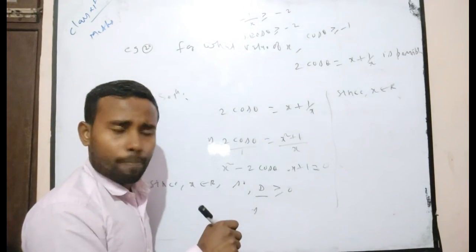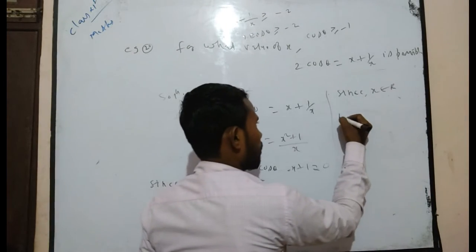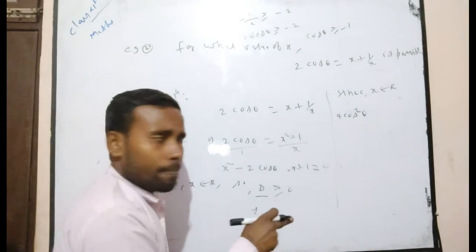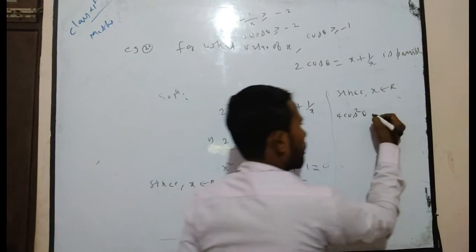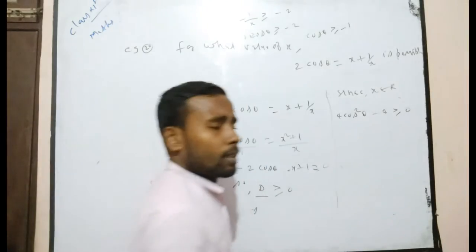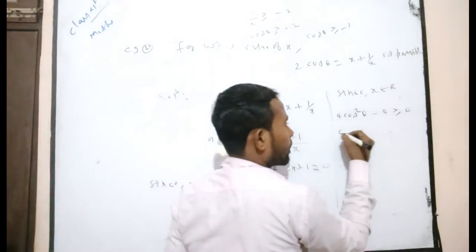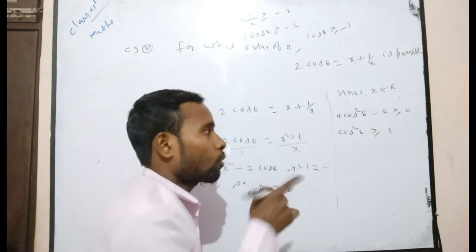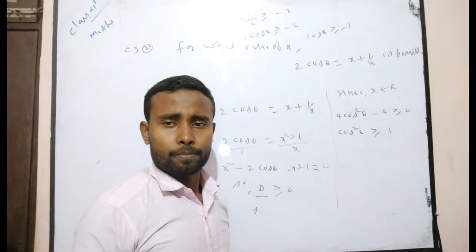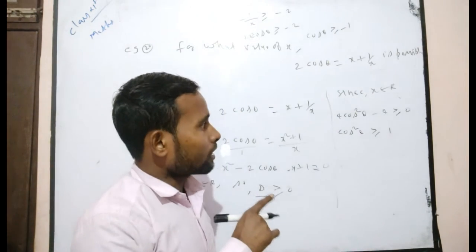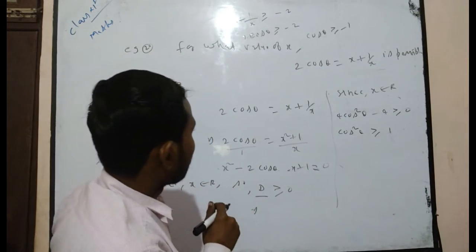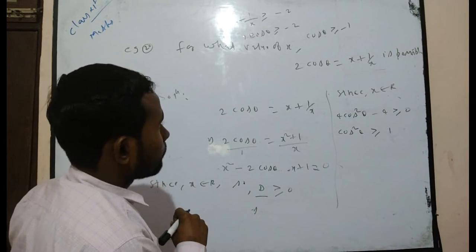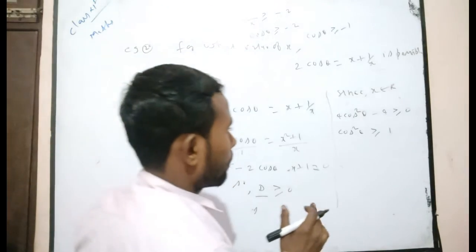The discriminant is b square minus 4ac. So b square means 4 cos square theta, and this minus 4 is greater than or equal to 0. So if you divide on both sides, you get cos square theta is greater than or equal to 1.